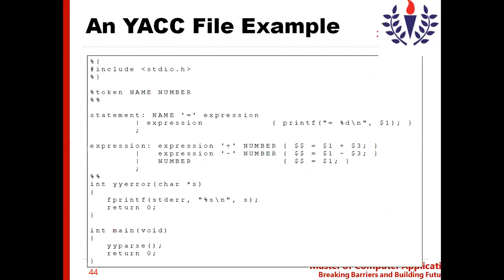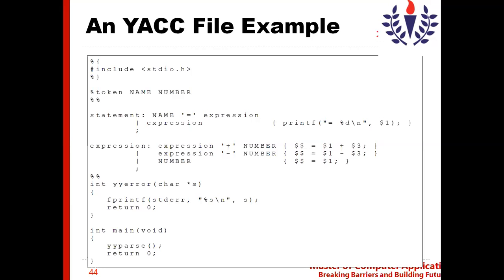This is one example of a Yak program. You can see we can have the definition section, rule section, and user subroutine section. In the definition section, we can see the hash include statement. The stdio.h header file is being included. And we have a token definition. There is a keyword used for this purpose, %token. The %token is used for defining tokens. The tokens used here are name and number.